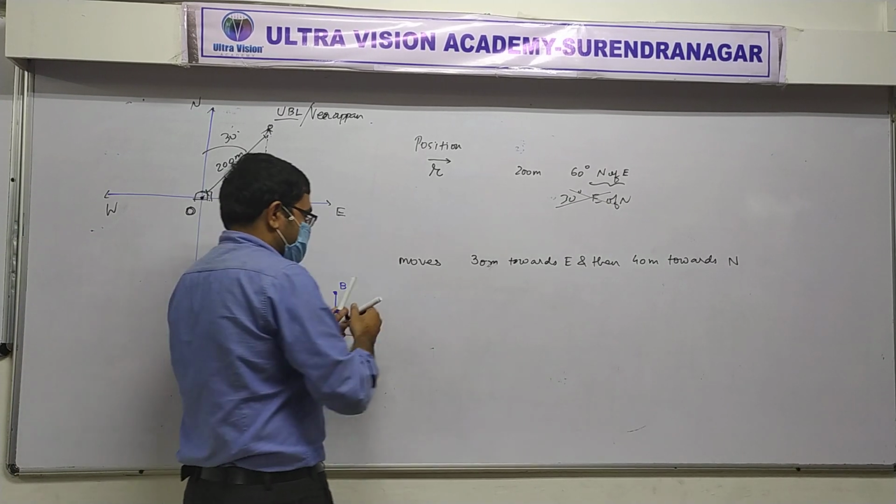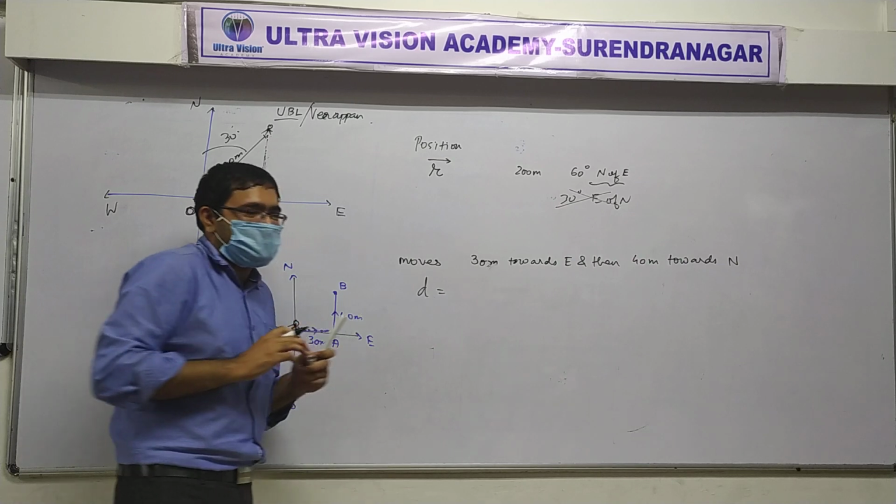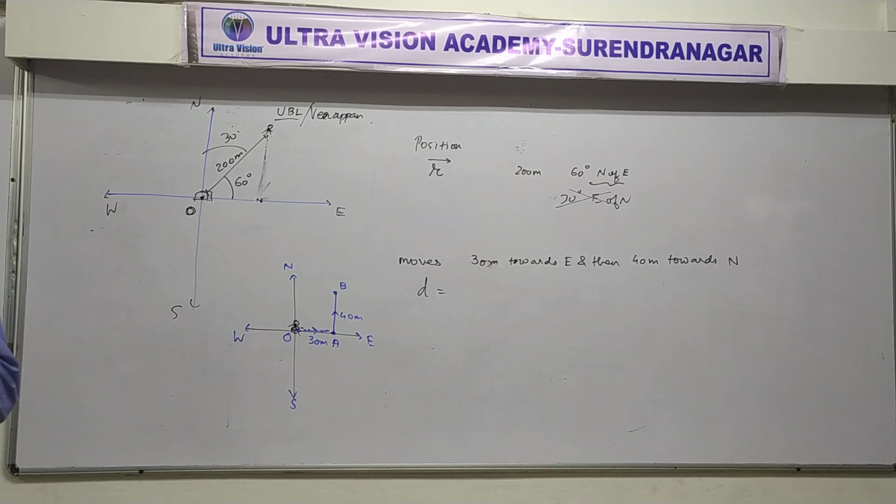That's physics. Find distance traveled by the terrorist. Very easy. How much? 50? Raise your hand for the answer. Find distance traveled by the terrorist. Very easy question. Distance traveled means path length. Correct or not? Path length. From O to A and then from A to B. How much is the path?